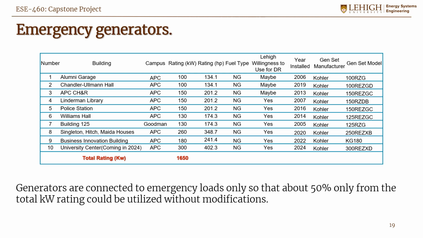Lehigh University has around 62 backup generators in different buildings, and this table shows the generators selected to participate in the demand response programs, in agreement with the Lehigh University facility, based on the connected load criteria to avoid any disturbance on the campus. The selected generators are connected to the emergency load of each building, so they could feed only 50% of their rated power without modification.